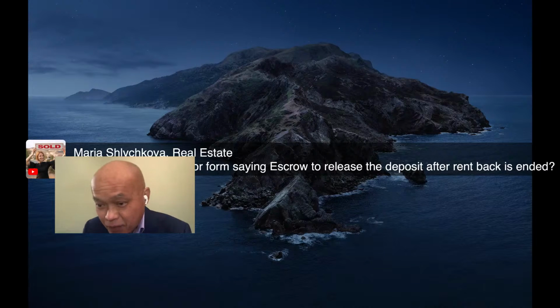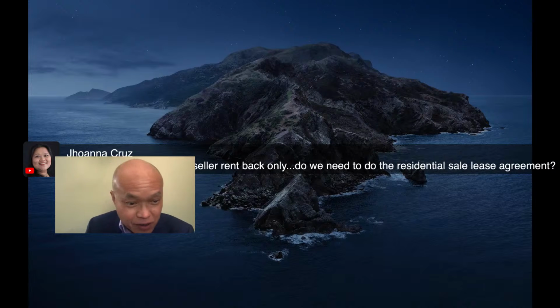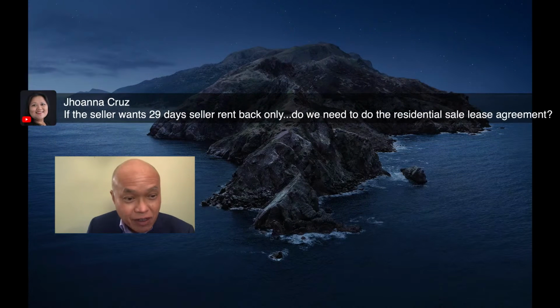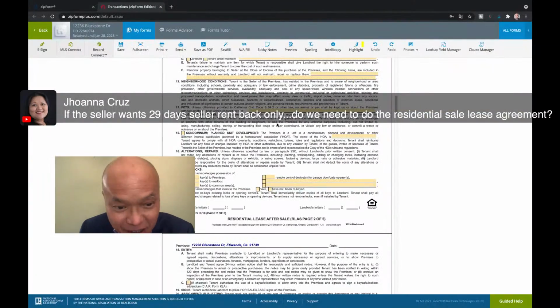Okay, now let's see who else has a question. All right, Joanna has a question. If the seller wants 29 days, seller rent back only, do we need to do the residential lease after sale agreement? Then it will be a different form. The name of the form is SIP, the seller in possession form, which we'll cover next time. Today we don't have time to do SIP, okay? All right, today we only have time to do a residential lease after sale.